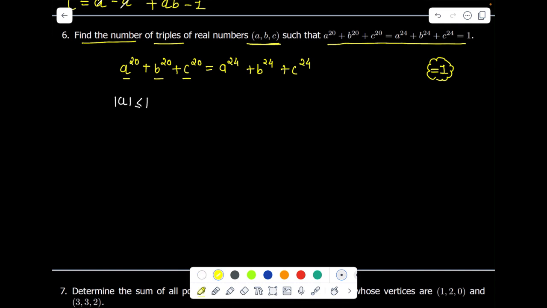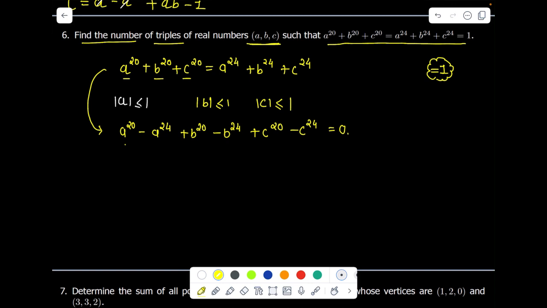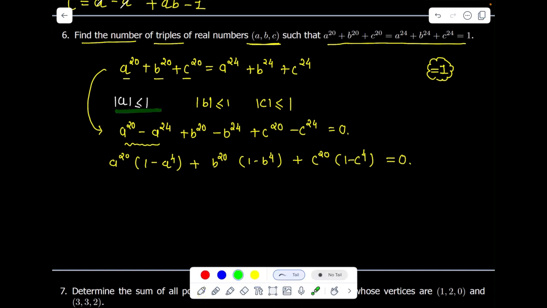So mod of a is less than or equal to 1, mod of b is less than or equal to 1, and mod of c is less than or equal to 1. So that is our condition. Using this equation, I can write a to the power 20 minus a to the power 24 plus b to the power 20 minus b to the power 24 plus c to the power 20 minus c to the power 24 is nothing but 0. Take a to the power 20 common. So what you will get? a to the power 20 times (1 minus a to the power 4) plus b to the power 20 times (1 minus b to the power 4) plus c to the power 20 times (1 minus c to the power 4) is equal to 0.